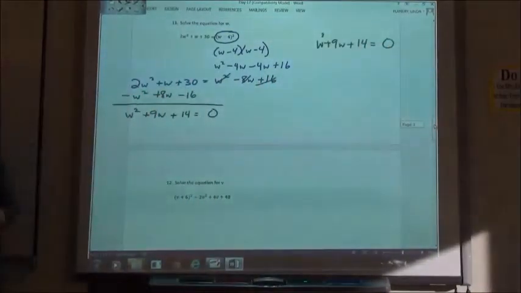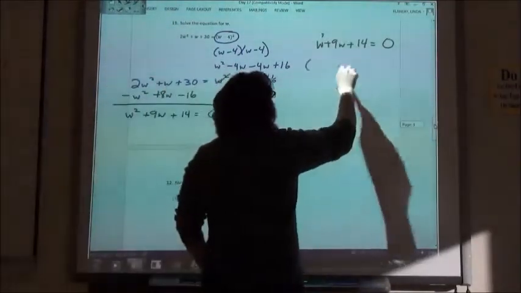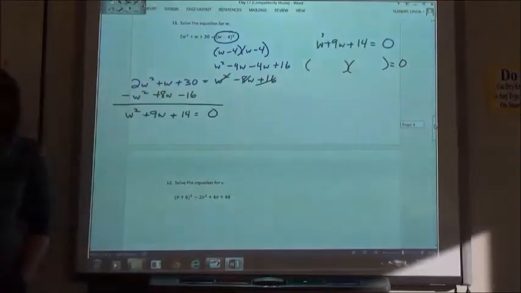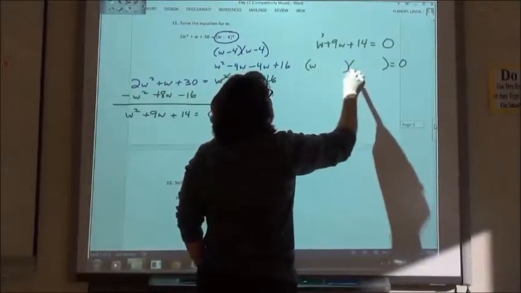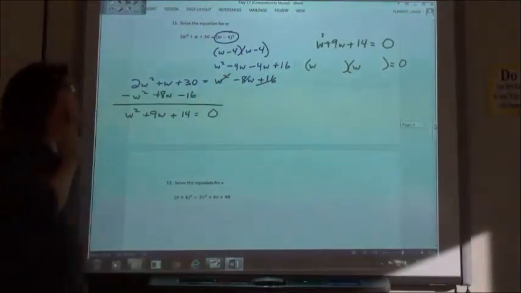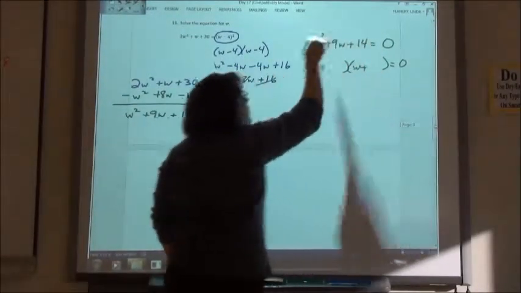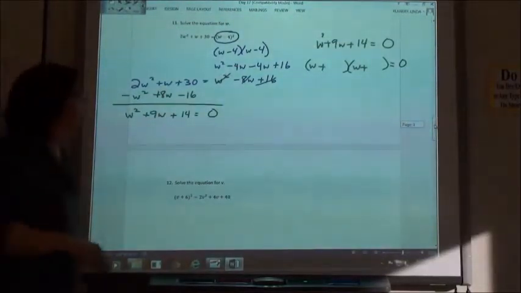What are we going to do with that? You've got to make your parentheses, 2 sets of parentheses, and factor it out. So factoring that, we get W and W, W and W. Both my signs are going to be positive because these are both pluses. Factors of 14 that will give me 9 in the middle: 7 times 2. 7 and 2.